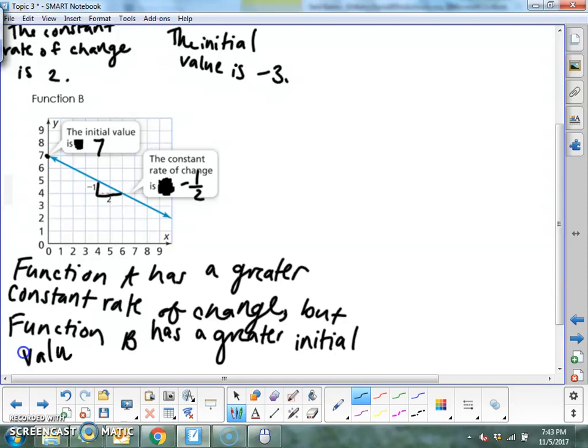And just like last chapter, two main things. You're looking for the slope or the constant rate of change, and you're looking for the initial value or the y-intercept. All right, that's everything you need to know about comparing linear and nonlinear functions.